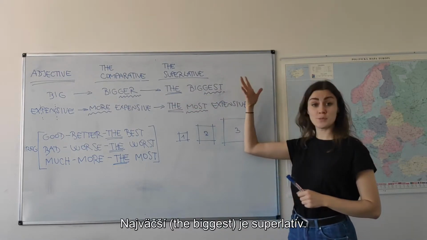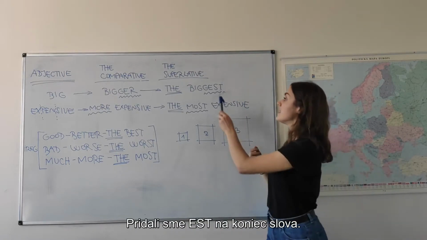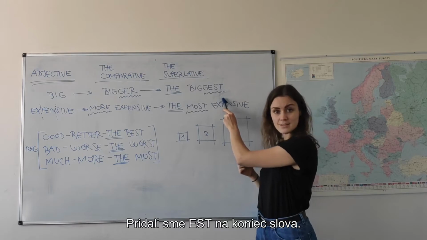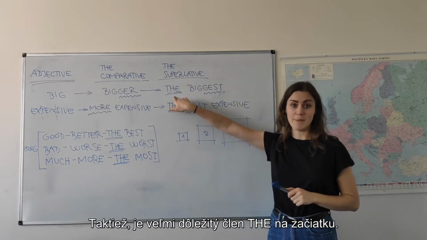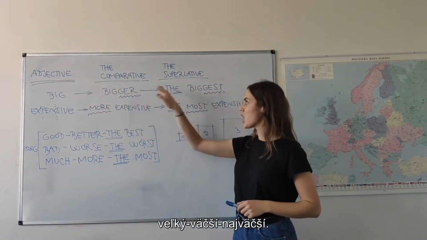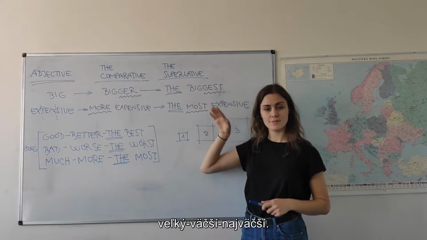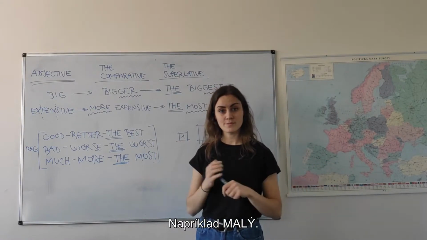The biggest. The superlative, again, it's not hard to form. We add EST at the end, and also, very important, the article the at the beginning. Yes? Big, bigger, the biggest. Let's try it with a different word. For example, small.